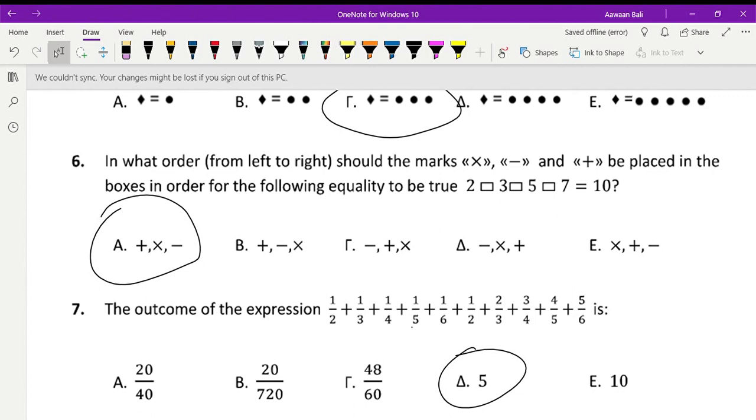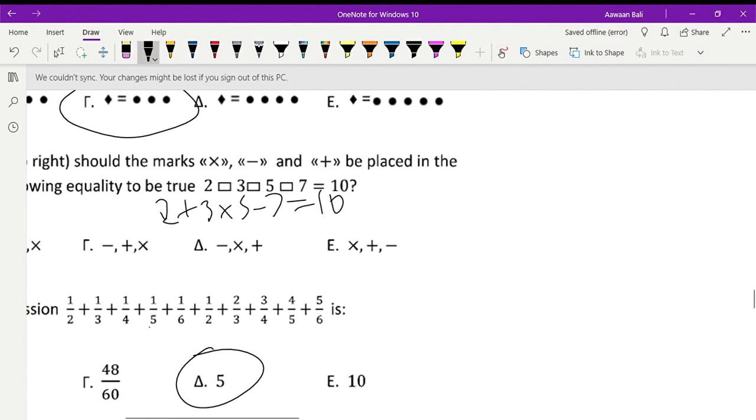But we don't actually need that because we don't need to use it here. Now, normally we have to just substitute because we don't have any hints, or you could just work it out by yourself. The answer is alpha because when we have 2 plus 3 times 5 minus 7 is equal to 10, the first thing we do is multiplication. So 2 plus 15 minus 7 is equal to 10.